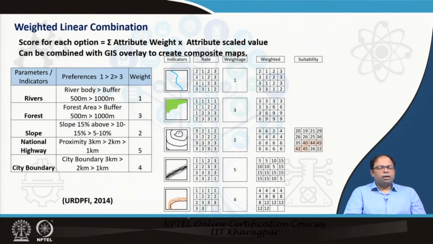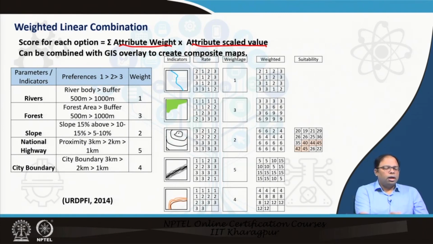So in weighted linear combination, as we have already discussed, we give a score for each option. There is an attribute weight, and then there is an attribute scale value. So this is the factor score which is normalized, and this is the weightage that is given. Then we sum it up and we give a score for each option or each particular zone. And then this can be combined with GIS overlays to create composite maps. That means we can also do some exclusion criteria at the beginning, and on the remaining area we can use these scores and weightages. So both the methods could be combined. So this is a very easy explanation.